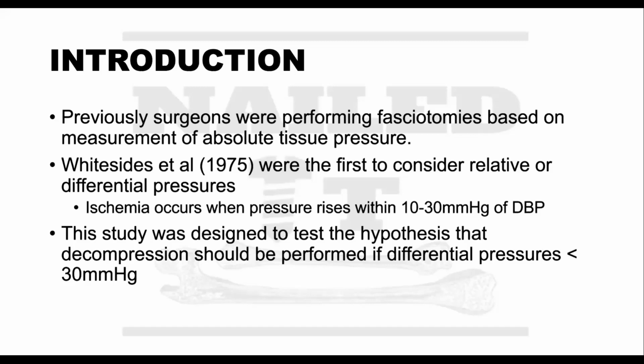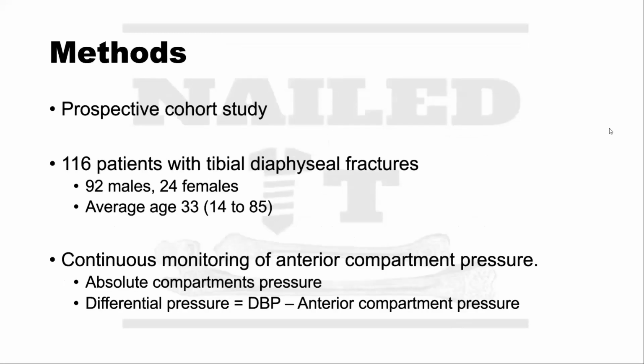Now, moving on to the methods, it was a prospective study of 116 patients that had tibial diaphyseal fractures. And what they were measuring was anterior compartment pressure. And so with this, they're able to get the absolute compartment pressures, and also they're able to record the differential pressure, which was calculated by subtracting the anterior compartment pressure from the diastolic blood pressure.